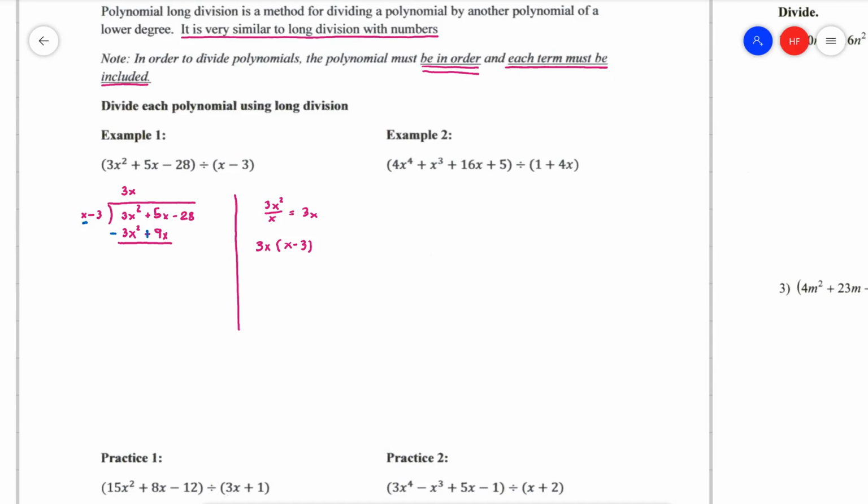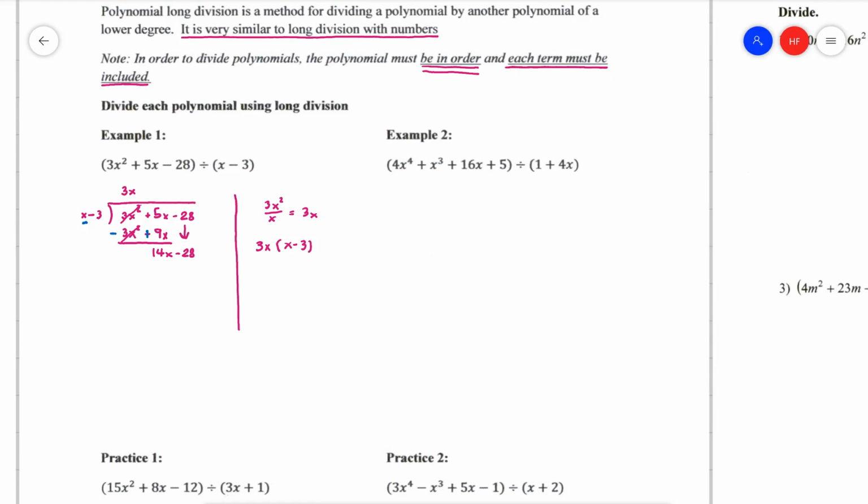So now we have 3x squared minus 3x squared. They cancel. Perfect. 5x plus 9x, which is 14x. And then minus 28. Make sure we bring down that last term.